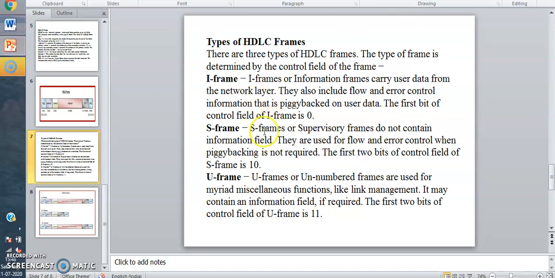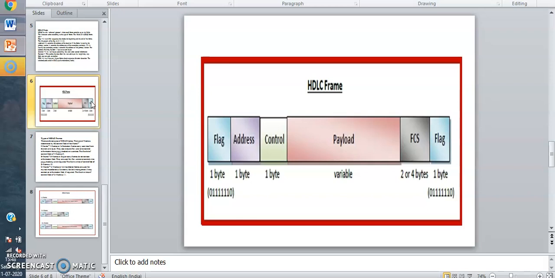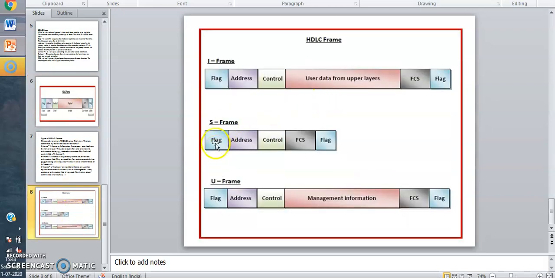Next comes S frames. What is an S frame? S frames are supervisory frames. These are used for error and flow control and hence contain send and receive sequence numbers. Here S frames, or supervisory frames, do not contain an information field. They are used for flow and error control when piggybacking is not required. The first 2 bits of the control field of an S frame are 10. See, here the S frame starts with 10.